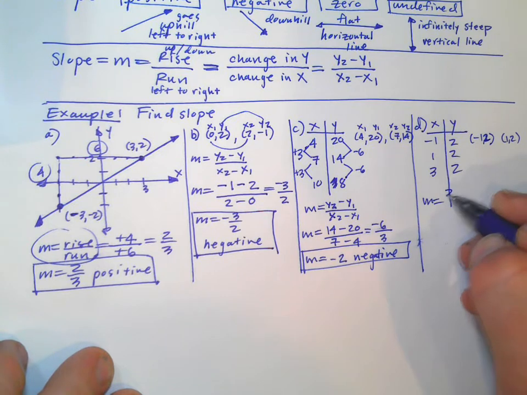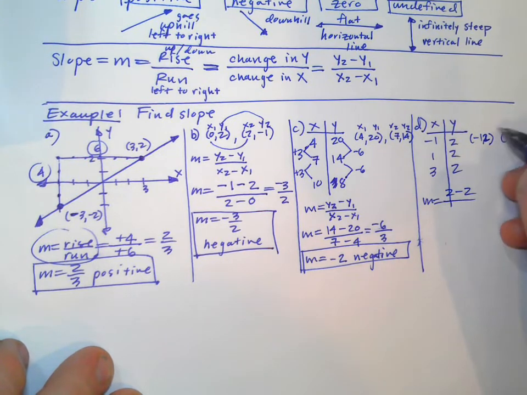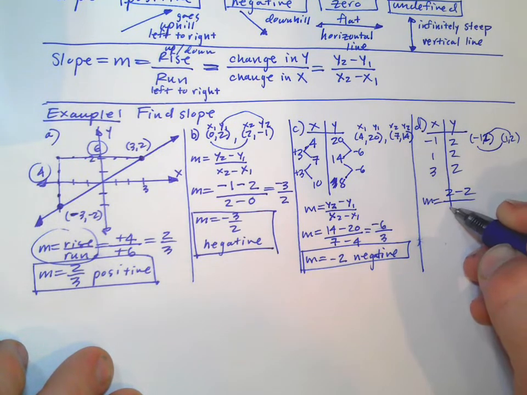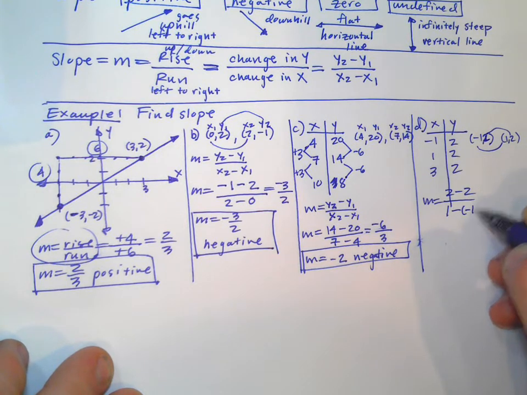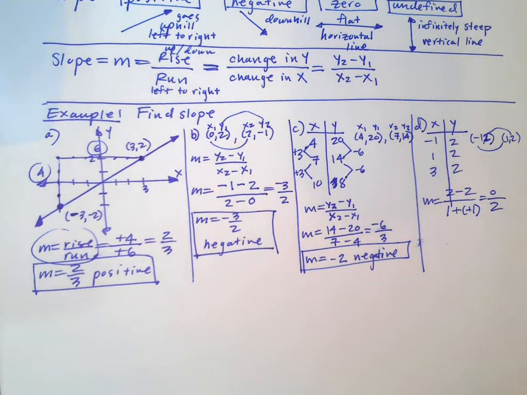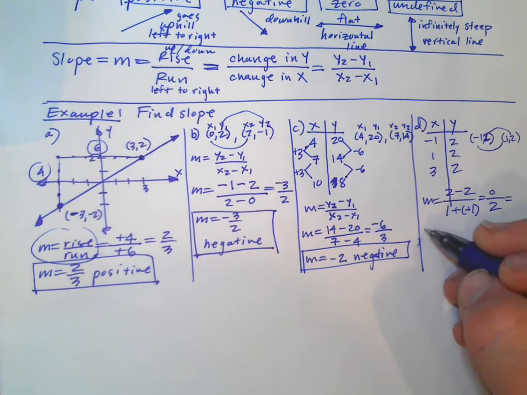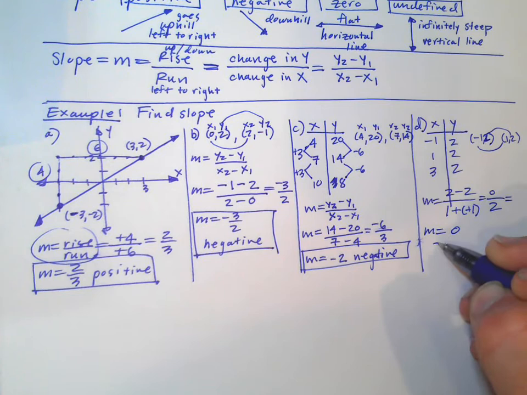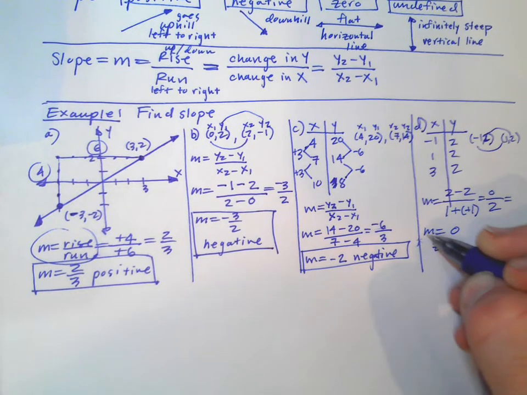So we do 2 minus 2, this minus this, over this minus this. Now be careful, 1 minus negative 1. I like to put parentheses around that. 2 minus 2 is 0. On the bottom, though, this is 2. Now, 0 divided by 2, 0 divided by anything is 0. So that's a 0 slope. Flat line.